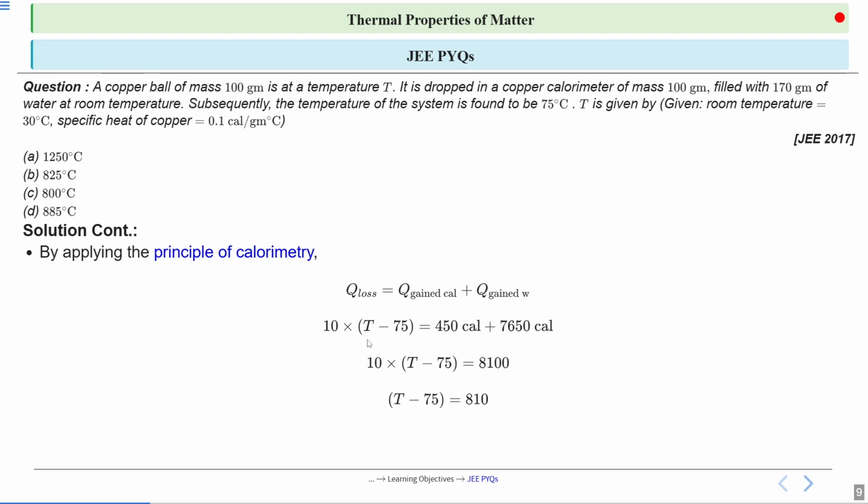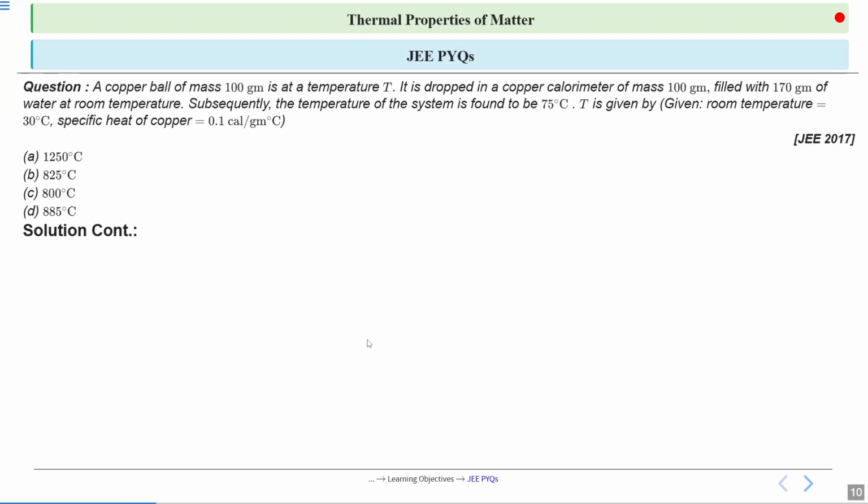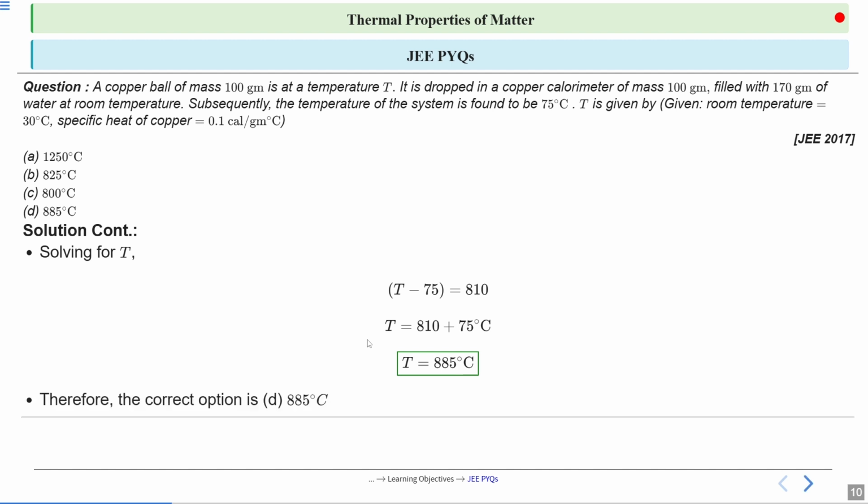Alright. So solving for T. T minus 75 is equal to 810. So T equal to 810 plus 75 degrees Celsius. So when we add, it will be 885 degrees Celsius. It means the correct option is D, that is 885 degrees Celsius. Alright.